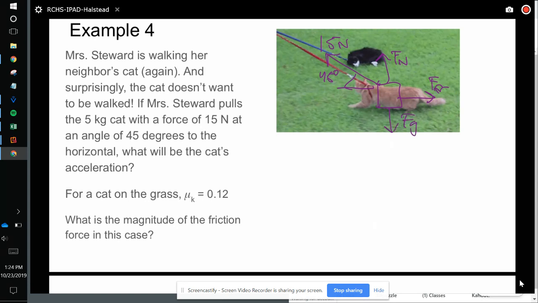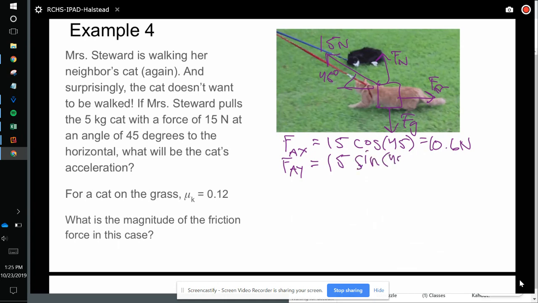So now we're again going to find the x and y components of that force. So the force applied in the x direction will be 15 newtons times the cosine of 45. So 15 times the cosine of 45, we get 10.6 newtons. And then because this is a 45-45-90 triangle, our y component is going to be the same. 15 times the sine of 45 is going to be exactly the same as cosine. So 10.6 also.